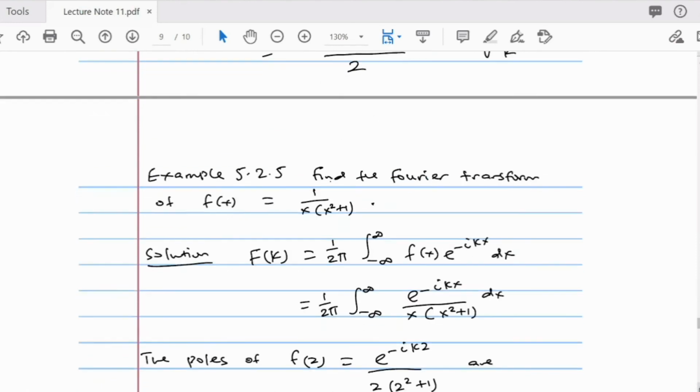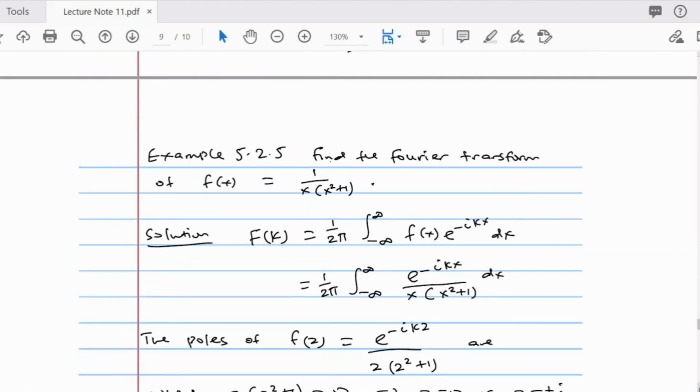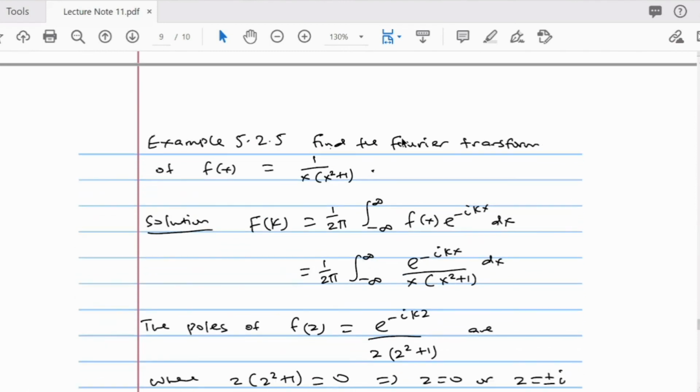Okay, let me give you the last example. We want to do the same thing as last time. So let me give you the third example. We also want to find the Fourier transform of this function here. So this is my Fourier transform. I'm doing the same thing over a period of time so that you can get the tricks of doing this.